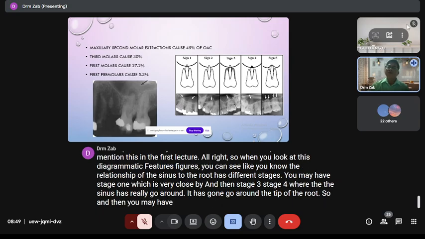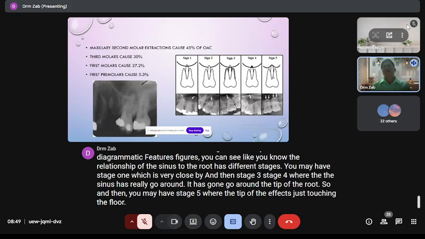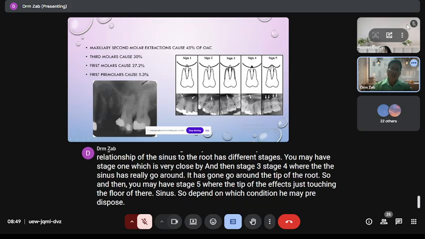So, and then you may have stage 5, where the tip of the apex just touches the floor of the sinus. So depending on which condition, it may predispose to the formation of oro-antral communication.